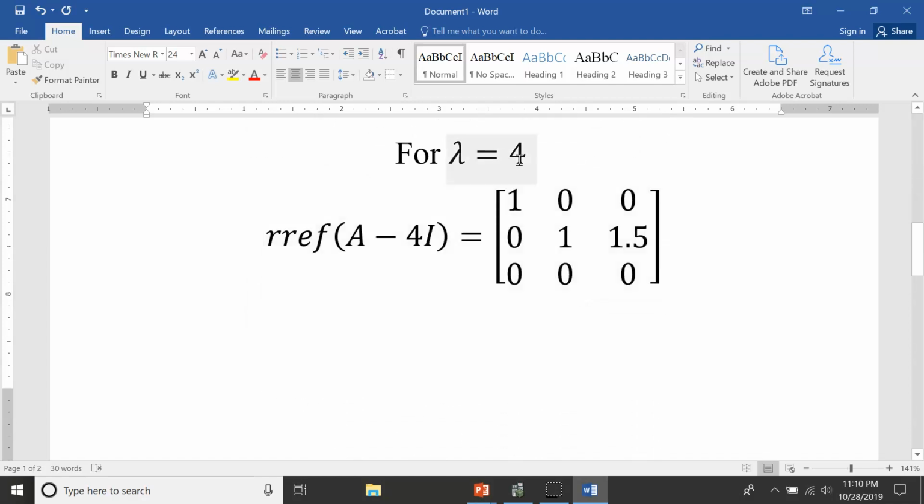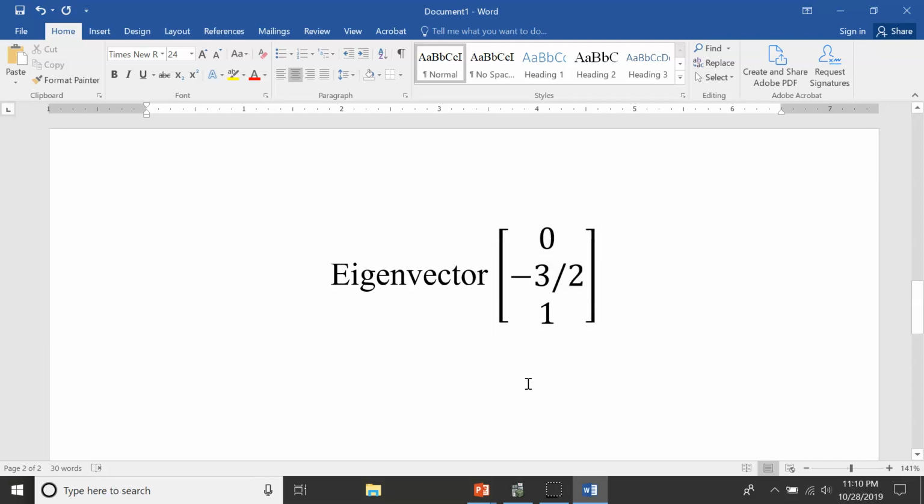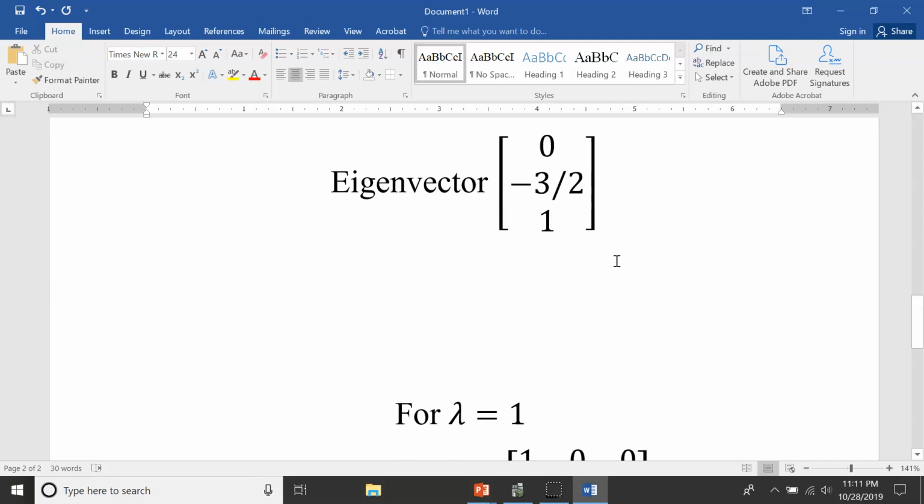When we do lambda equals 4, we row reduce A minus 4I. We get this matrix. That means x1 has to be equal to 0, x2 has to be negative 1.5 times x3, and x3 can be free. So that's going to lead to the eigenvector 0, negative 3 halves, 1. Now, if you put this in decimal form instead of in fraction form, that's okay. If you wrote negative 1.5 and I wrote negative 3 halves, shouldn't be a big deal.